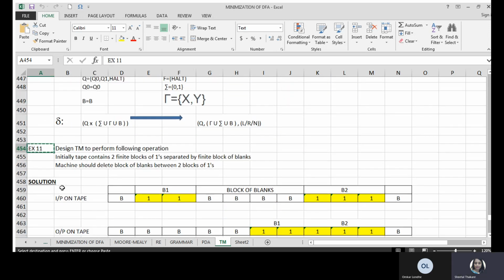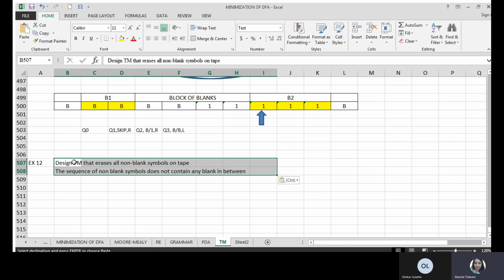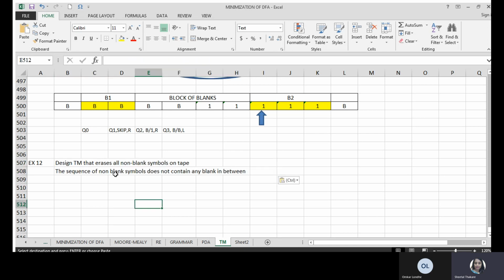Next, sum number 12 now. Let me copy the problem statement for sum number 12. It says that you need to design a Turing machine that erases all non-blank symbols on the tape. So the sequence of non-blank symbols won't have any blank spaces in between them.